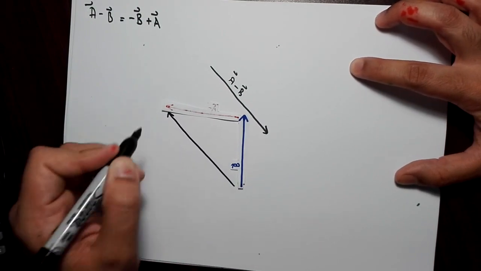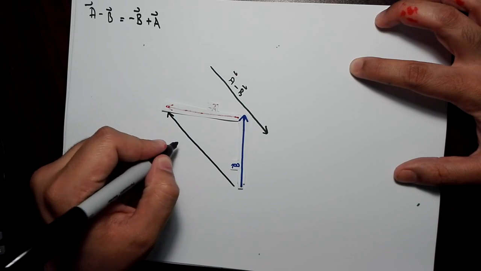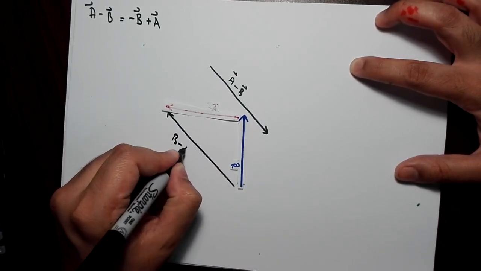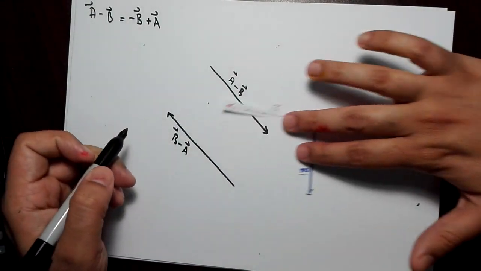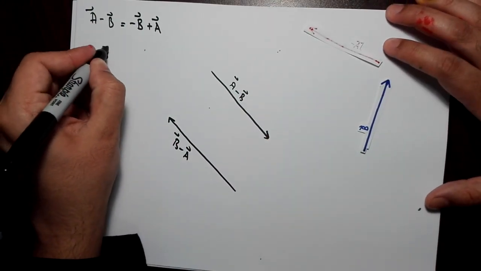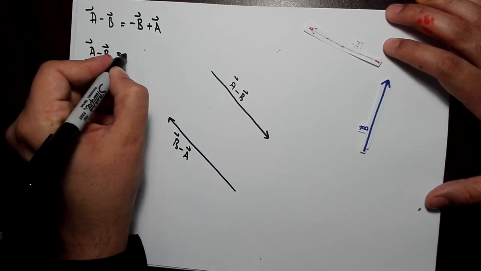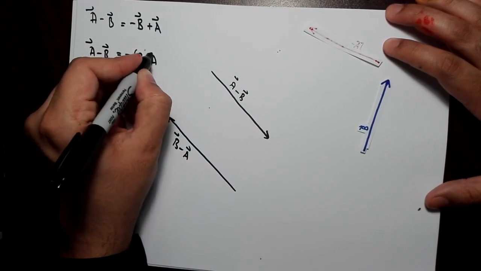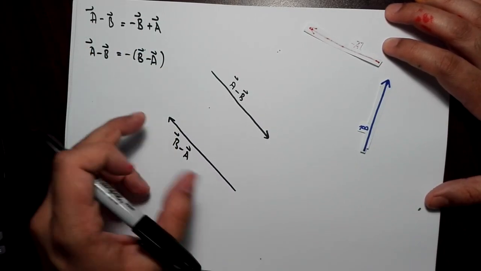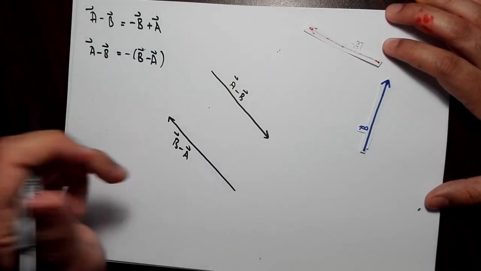So voila, it just points in the opposite direction. So this is your B minus A, right? You can see that they are the same vector, but they're pointing in the opposite direction. So A minus B is equal to minus of B minus A. Okay, so B minus A points in the opposite direction to A minus B.